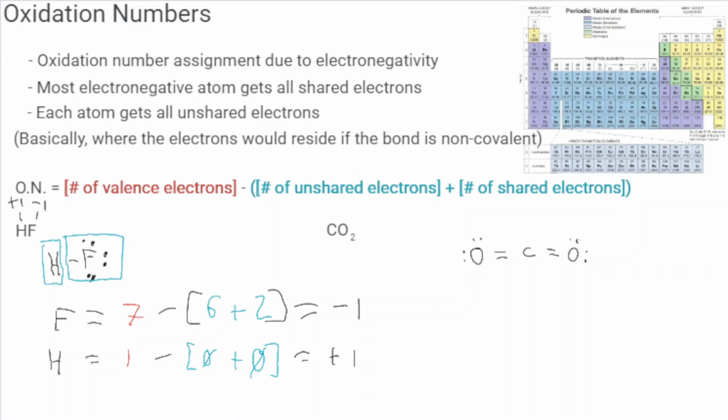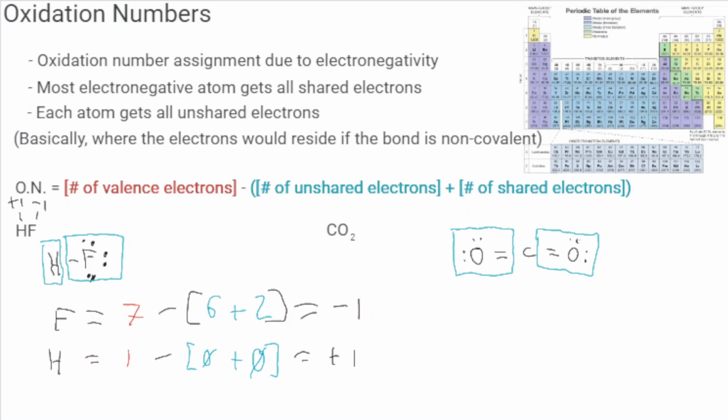Now what we're going to do is, since we already said that oxygen is the most electronegative element within that species, we're going to give all the shared electrons to the oxygens. So we're just saying, all right, well, let's assume those bonds aren't covalent. Electrons will reside with the oxygen.